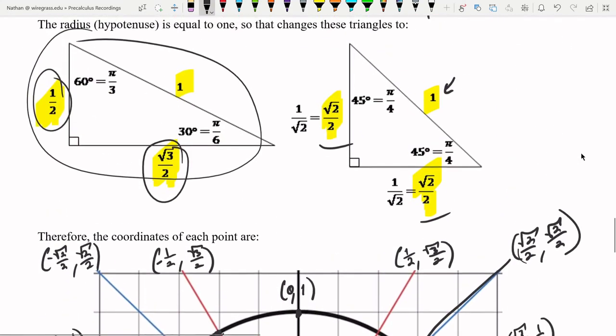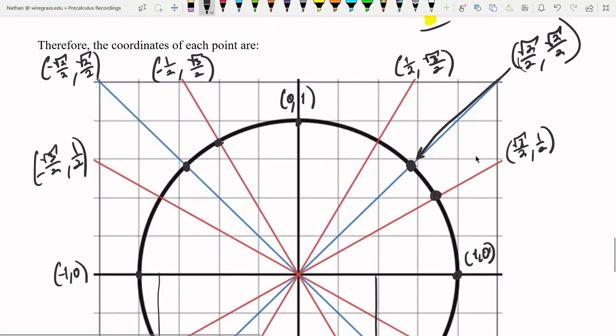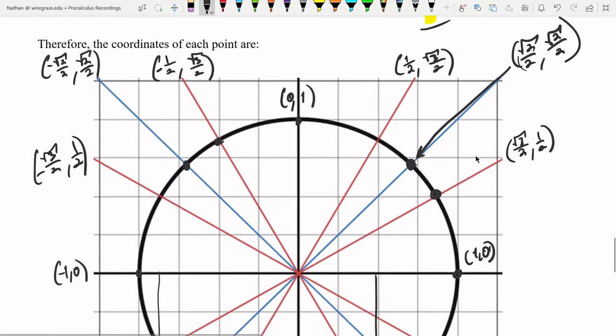Just think about these triangles, and you can name each one of these quadrants, or each one of these special points. And we're going to be using these points a lot. And the important thing to note is that if you can understand what the coordinates of these points are, then you know what sine and cosine are of these angles.